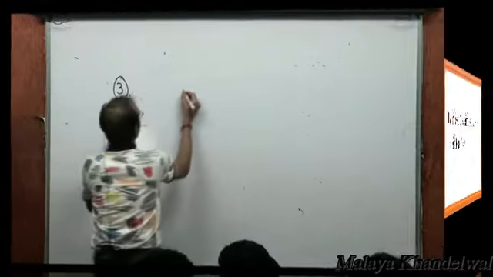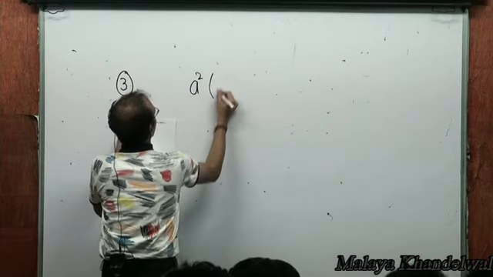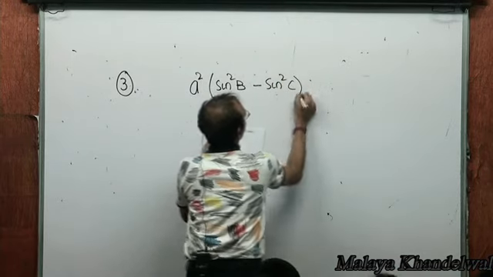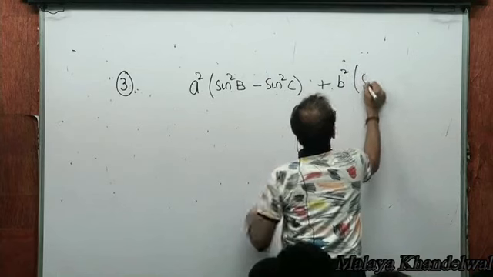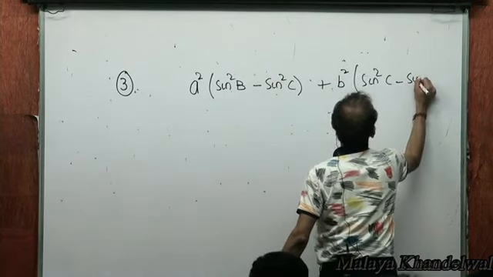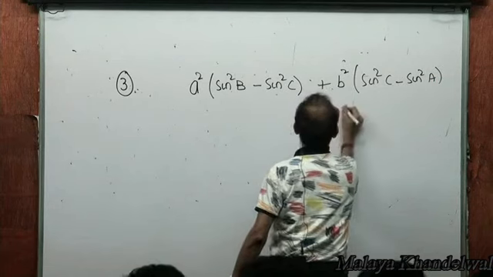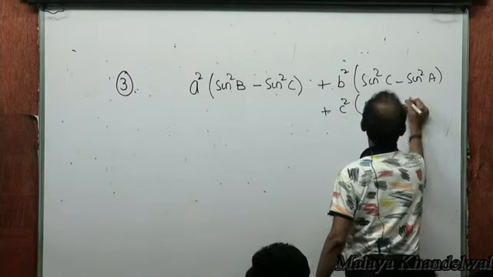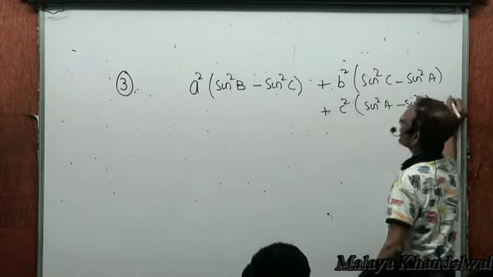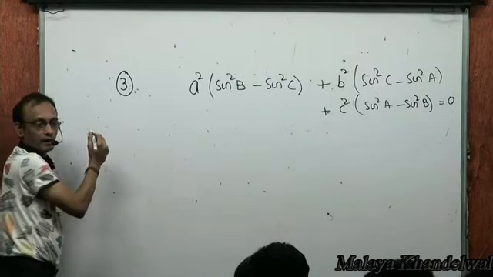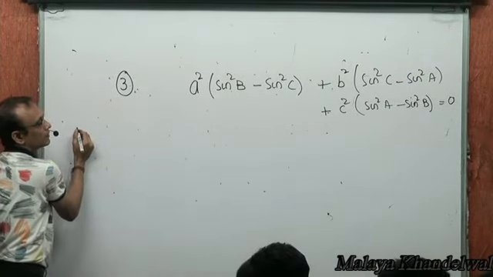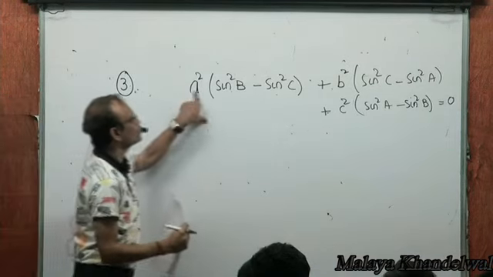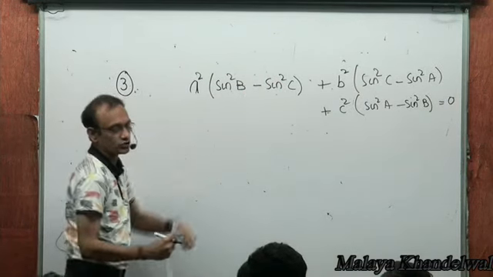Problem number 3: A square (sine square B minus sine square C) plus B squared (sine square C minus sine squared A) plus C squared (sine squared A minus sine squared B) is 0. No, we had 2R (sine square B minus sine square C). How is it connected to the previous result at all?